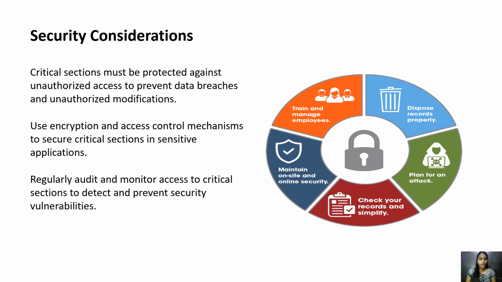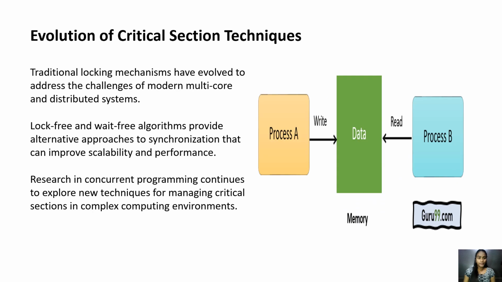Security considerations. Critical sections must be protected against unauthorized access to prevent data breaches and unauthorized modifications. Use encryption and access control mechanisms to secure critical sections in sensitive applications. Regularly audit and monitor access to critical sections to detect and prevent security vulnerabilities.